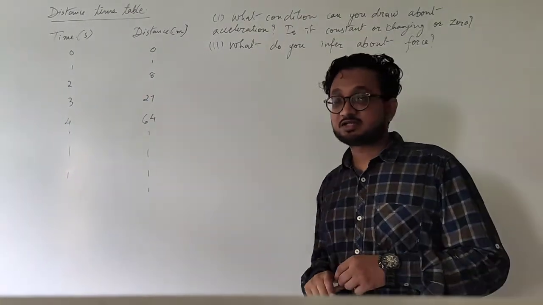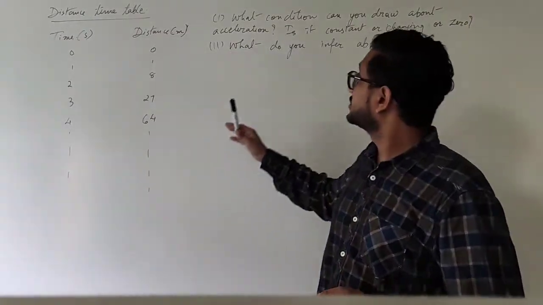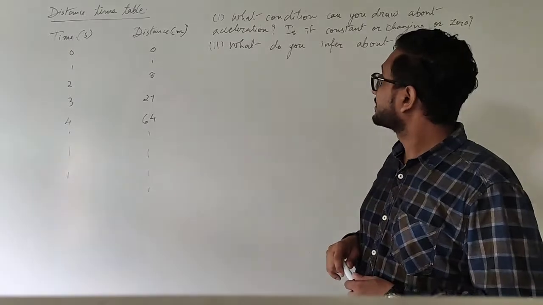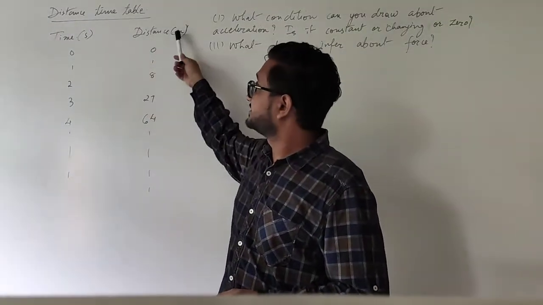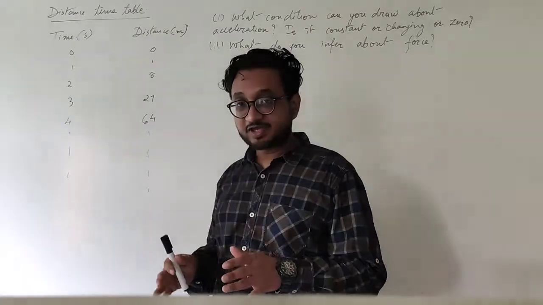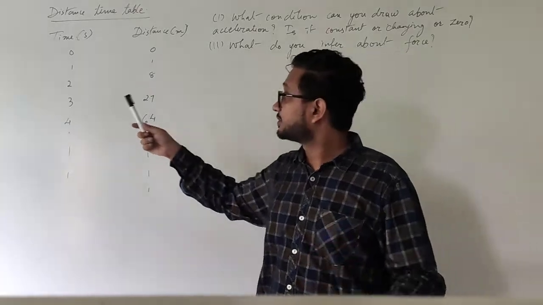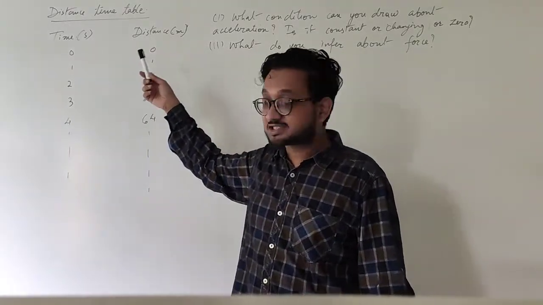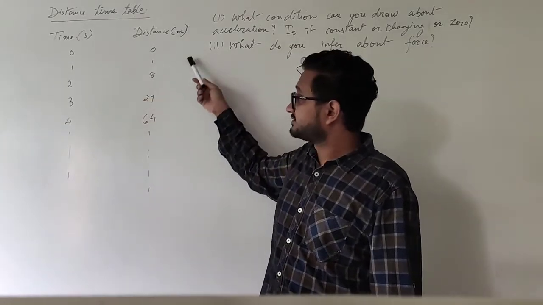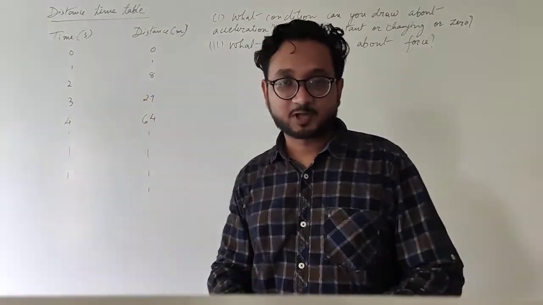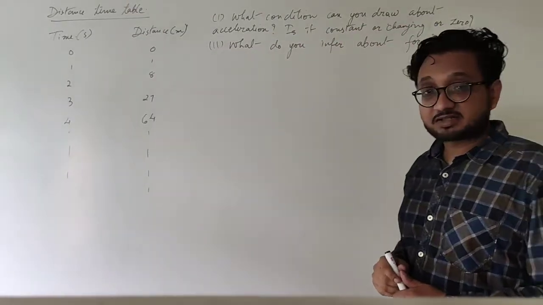Okay, students. So the last numerical for you, that is, you have been given a table and you have been asked two simple questions. So the table is given as a distance-time table, time is in seconds and distance is in meters. So whatever vehicle or object it is moving, when time is 0 seconds, the distance covered is also 0, but when the time is 1 second, the object started moving and distance is 1 meter. And as the time increases, the distance also increases. Okay? What condition can you draw about acceleration?